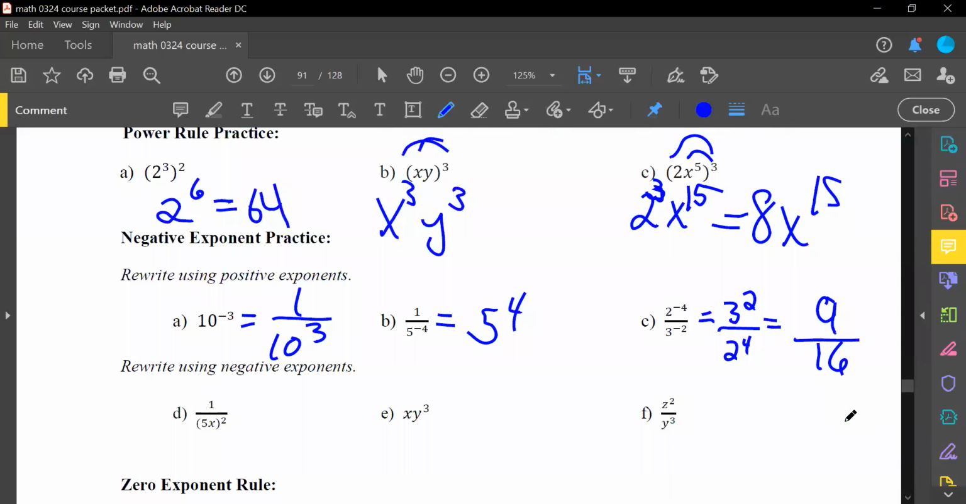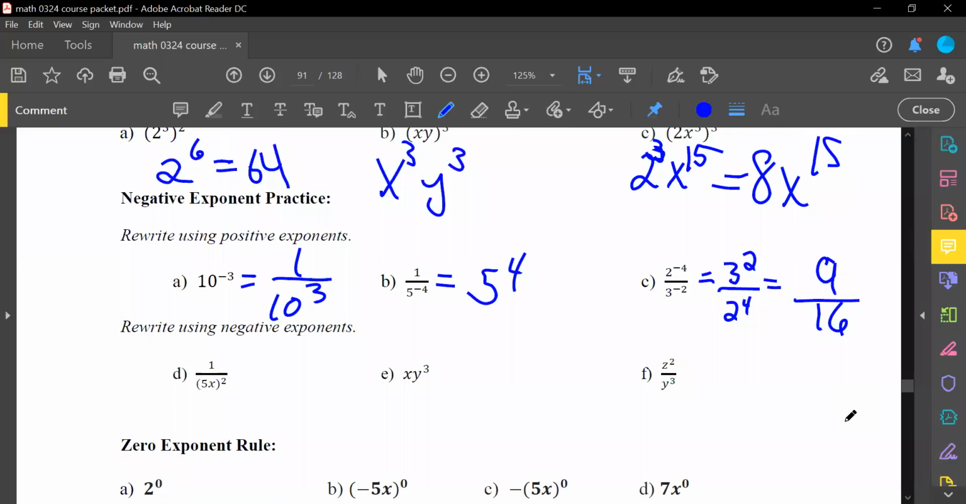All right, so they want me to rewrite these using negative exponents. So what's being squared here is 5x. So with negative exponents, I would write this as 5x to the negative 2. This one, okay, so this is x to the 1st. So I'm going to pull these downstairs and make a negative. So it's 1 over x to the negative 1, y to the negative 3.